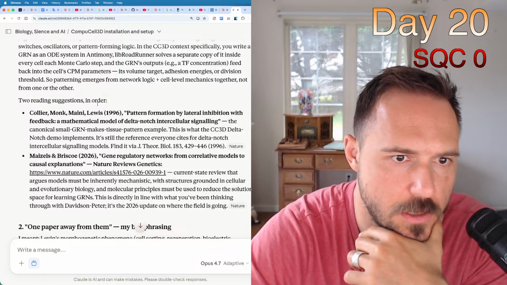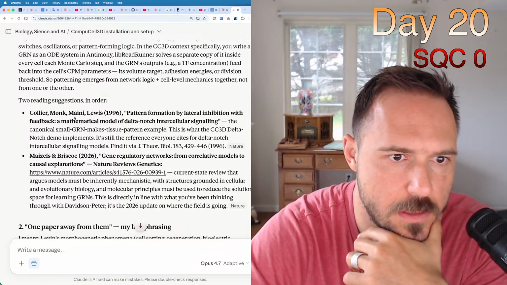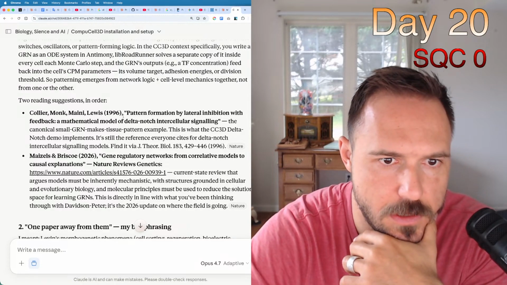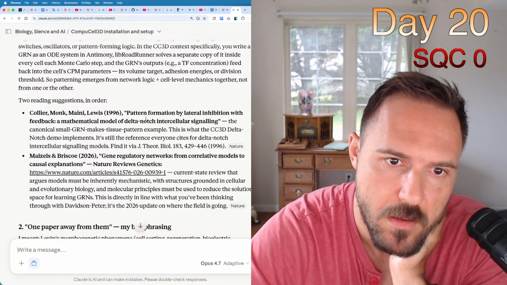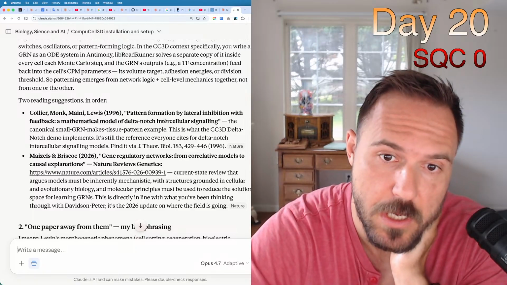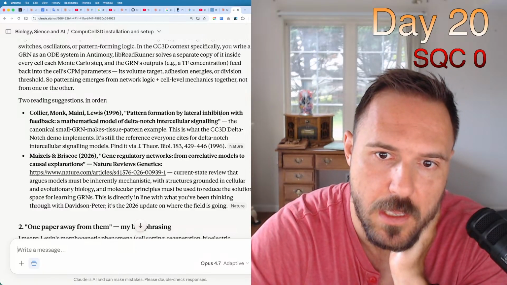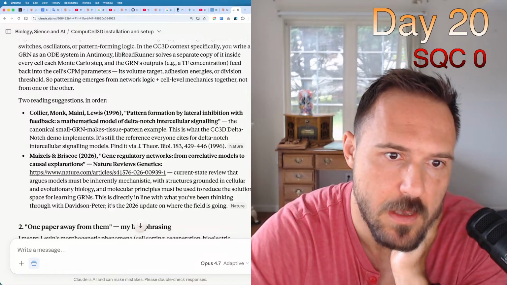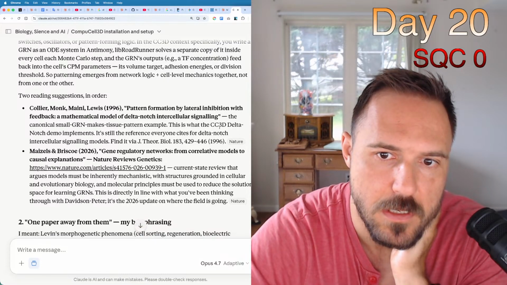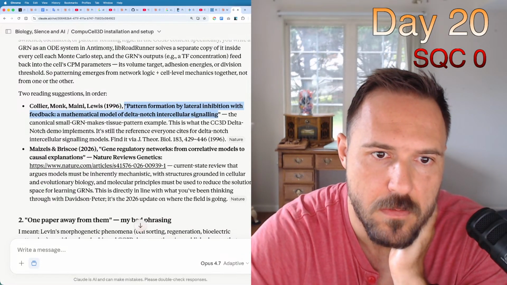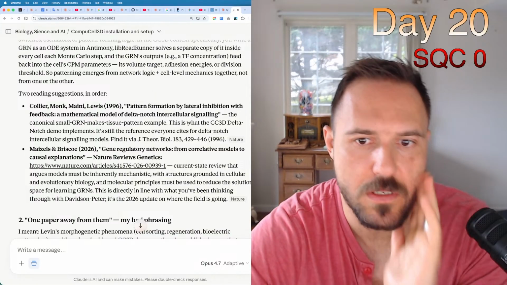Two reading suggestions in order. Khalid Monk, Mini Lewis, 1996. Very well. Pattern formation by lateral inhibition with feedback: a mathematical model of Delta-Notch intercellular signaling. Where's the link?